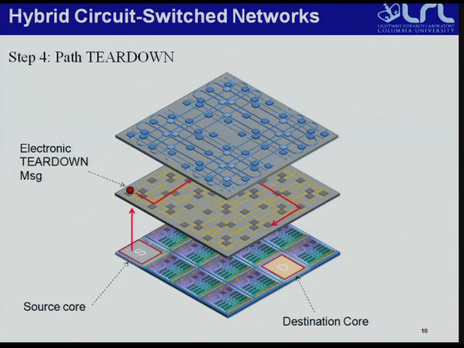And so when the source is done sending all his data, or if he's just done using the path, he then sends down an electronic teardown message, which releases all the optical resources, and then we're good to go. And so this is sort of a way to dynamically set up energy-efficient end-to-end photonic paths on chip.